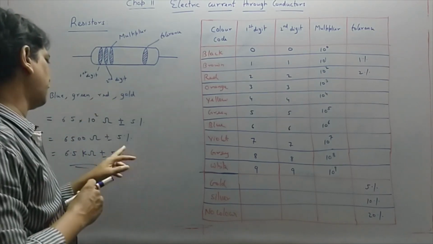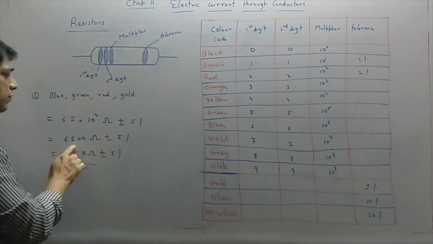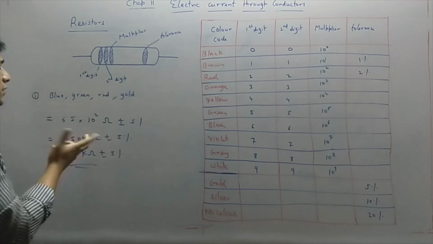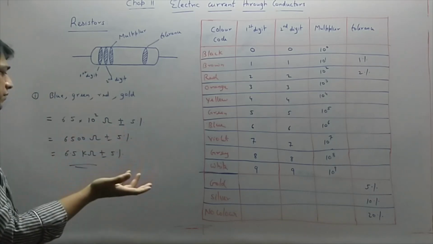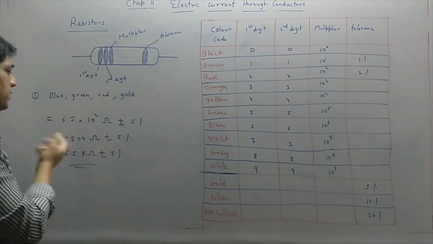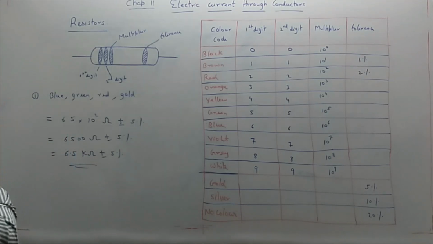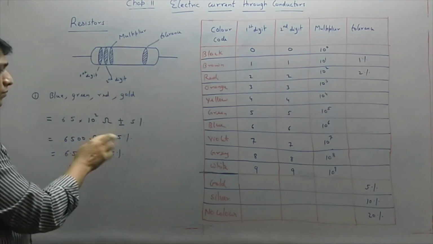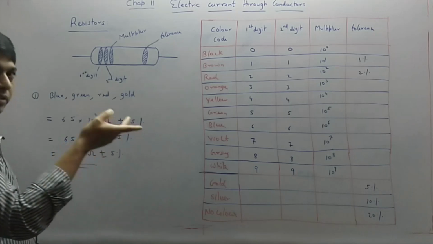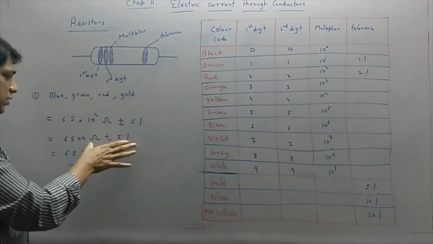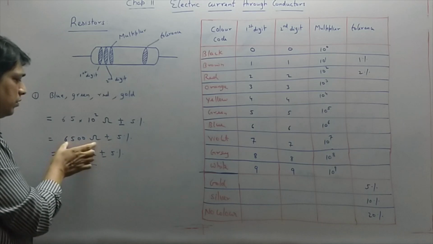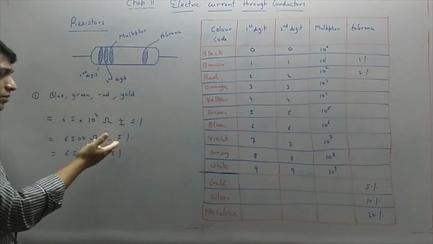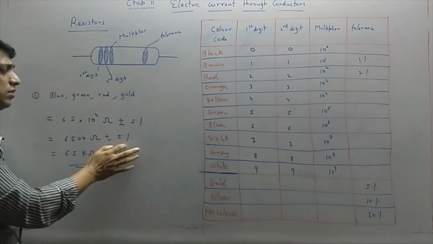Now what is plus minus 5%? You should know what 5% of this is. Suppose 10% is 65. So 5% is 65 divided by 2, which is about 32.5. So there will be a difference of 32.5 ohms. You will get 6532 if you add it, or 6500 minus 32. This is just a tolerance. You can add or you can subtract 5% of 6500.